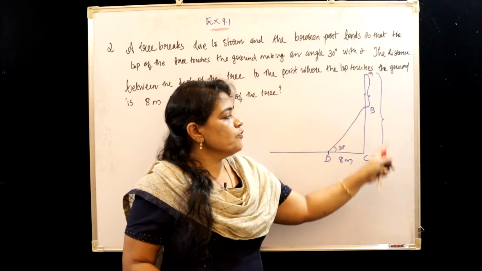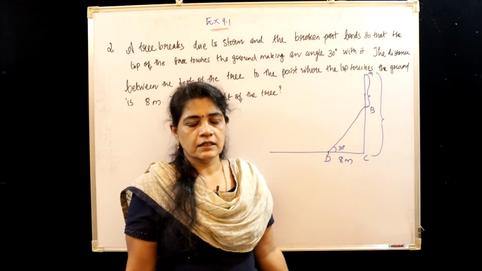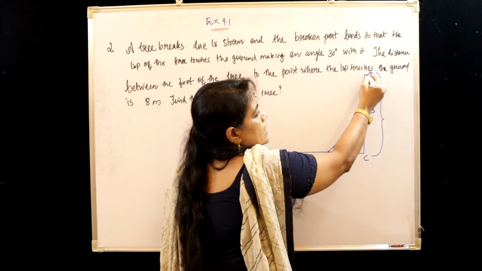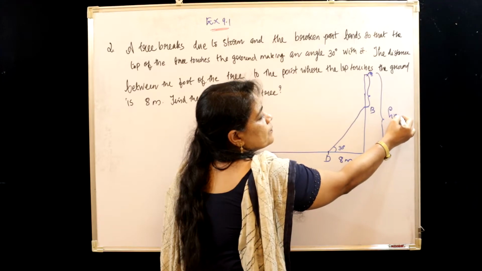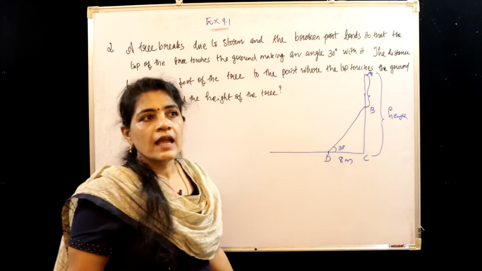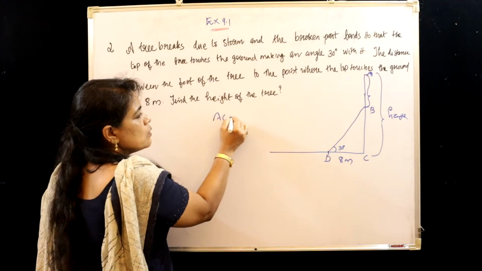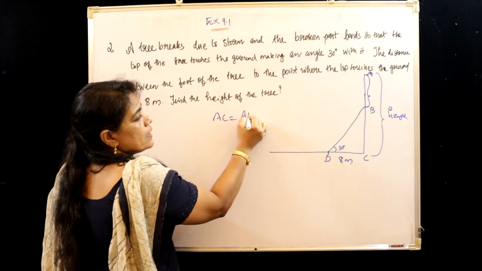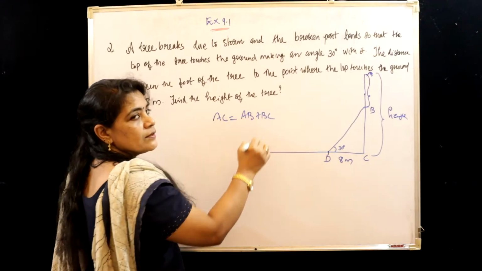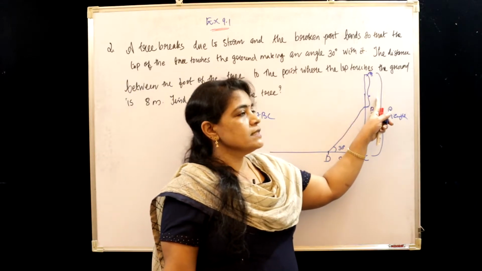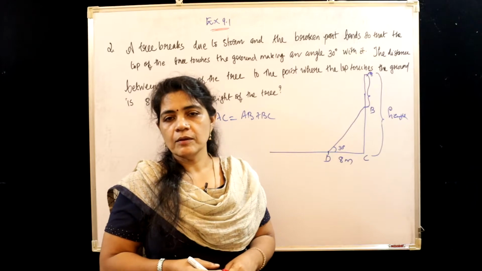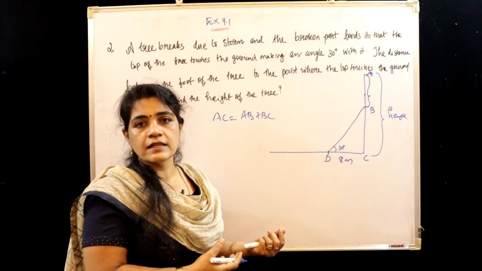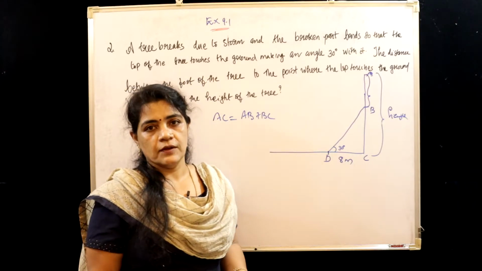Okay, see from the figure, AC is the height of the tree, right, children? See, this is A. So AC is the height of the tree. And from the figure, that is equal to AB plus BC, isn't it? So we should get what is AB and what is BC. And if you add AB plus BC, that will give you AC, that is the required height of the tree.